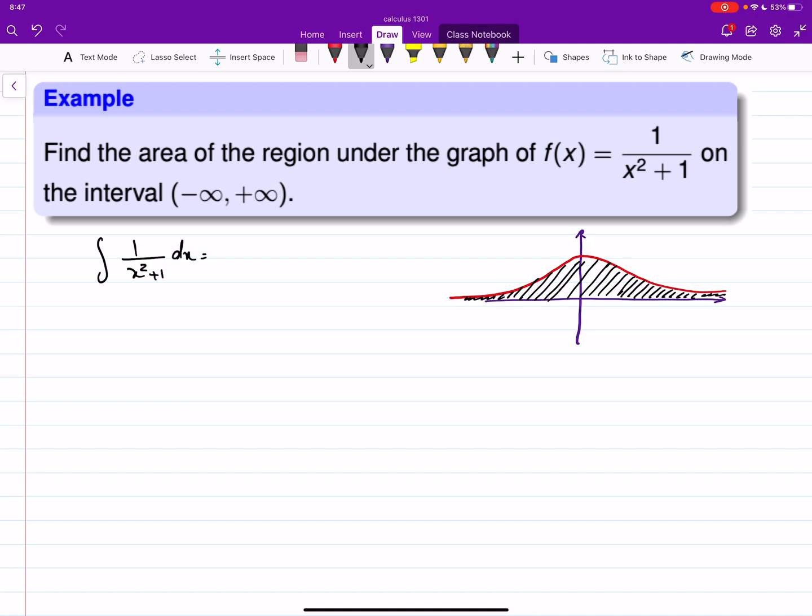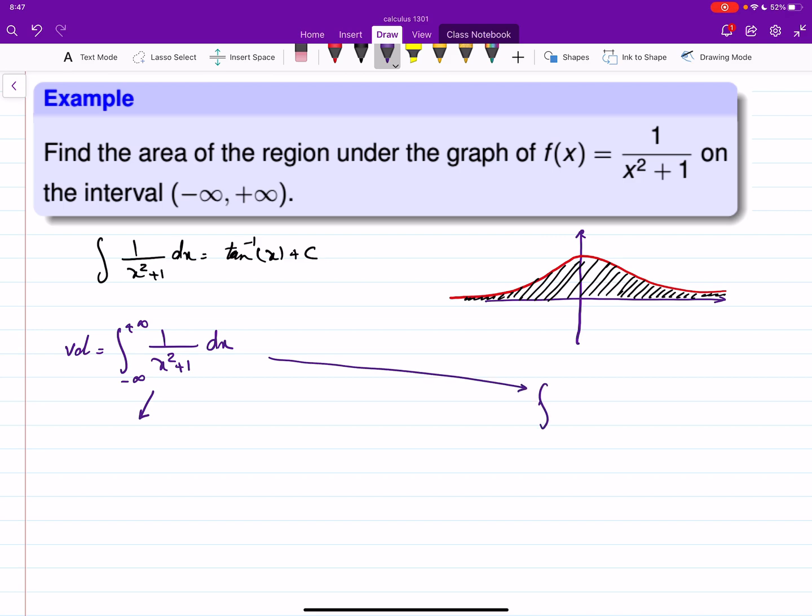This is going to be tan inverse of x, yes, plus c. And then on the other hand, we want to find the area. Sorry, I should have written this one first. From negative infinity to plus infinity of 1 over x squared plus 1 dx. This is an improper integral with two infinities, so we have to separate it in two pieces.